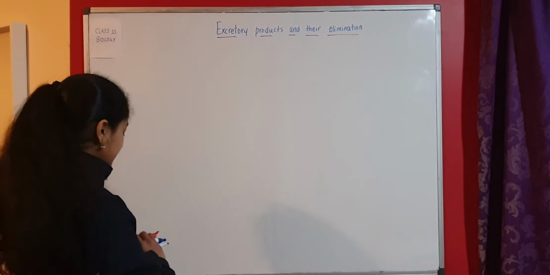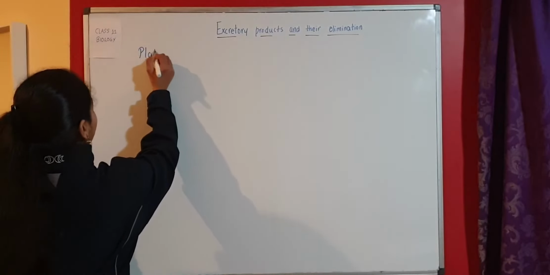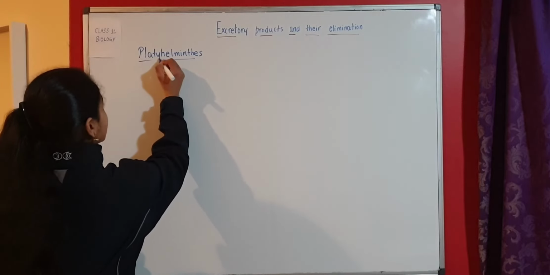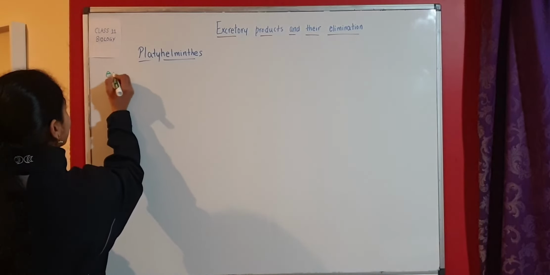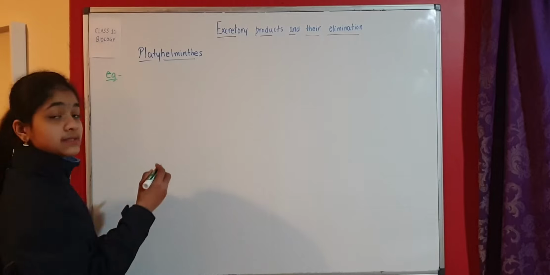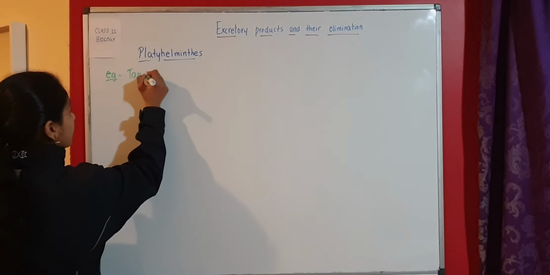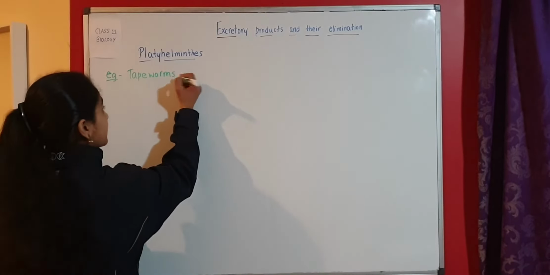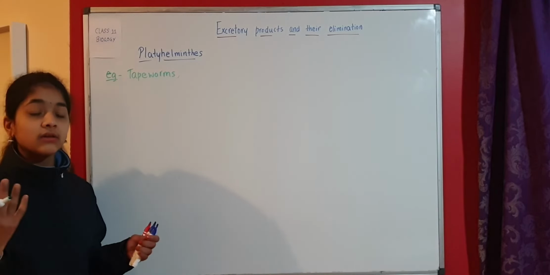Coming to Platyhelminthes, first let's look at some of the examples of Platyhelminthes. Examples include tapeworms, like flatworms like tapeworms. The phylum Platyhelminthes mostly includes tapeworms.